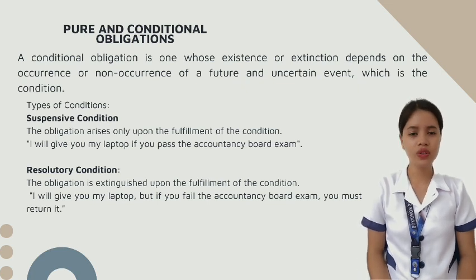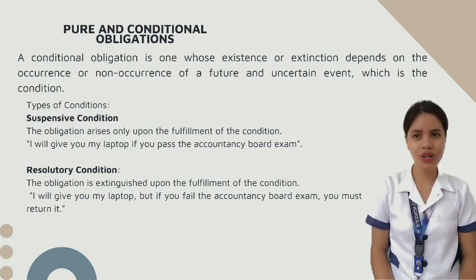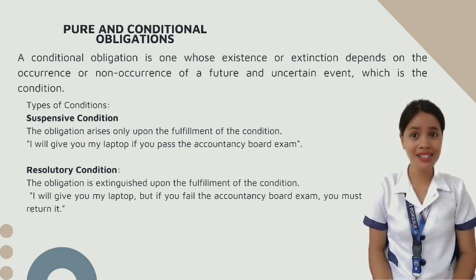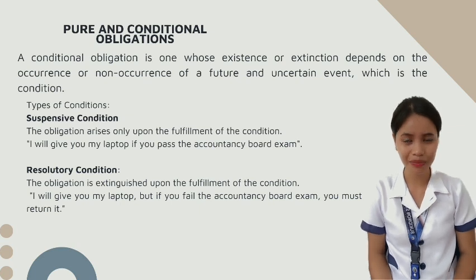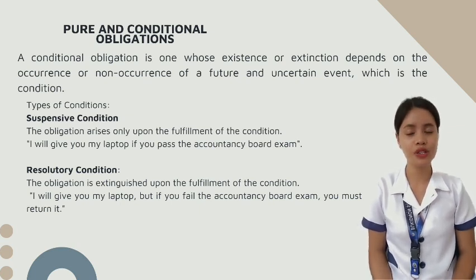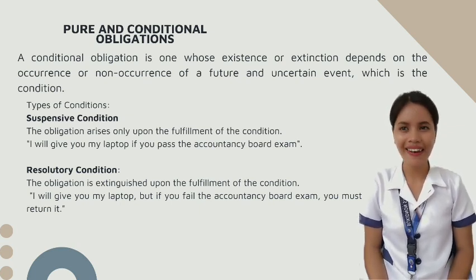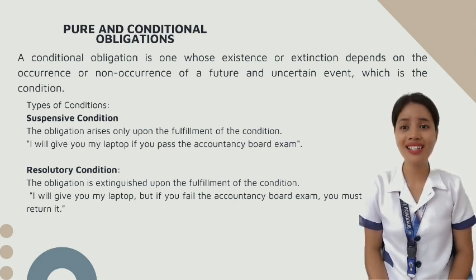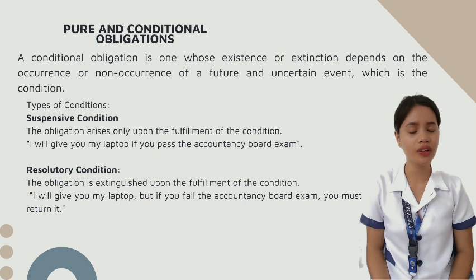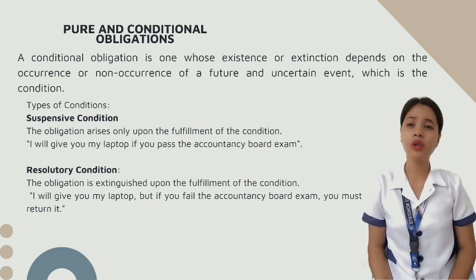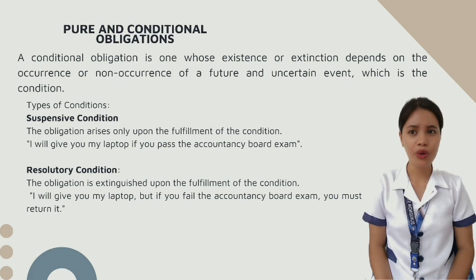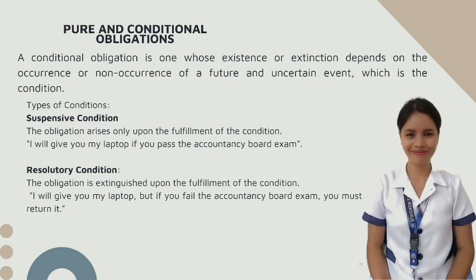So, the suspensive condition: the obligation arises only upon the fulfillment of the condition. Example, I will give you my laptop if you pass the accountancy board exam. That is an example of suspensive condition. Next, we have resolutory condition. The obligation is extinguished upon the fulfillment of the condition. Example, I will give you my laptop. But if you fail the accountancy board exam, you must return it.